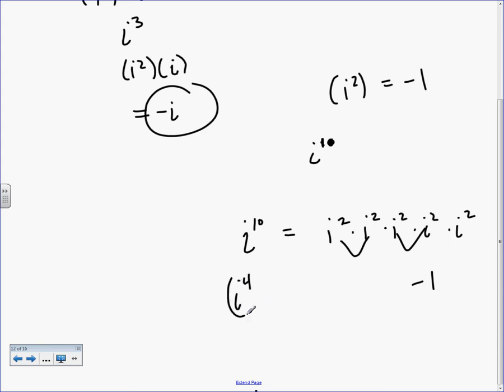I prefer i to the 4. How many times does 4 go into 10 evenly? 2. So isn't this really i to the 8? Right? Times how many more? Do you see how this is the exact same as that? This is really a 1. Well, what's 1 squared? 1. I don't care. What's i squared? Negative 1. Do it any way you want to. But your answer has to be i or negative i, 1 or negative 1.